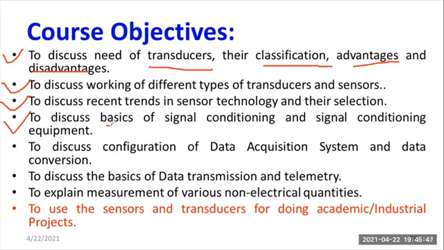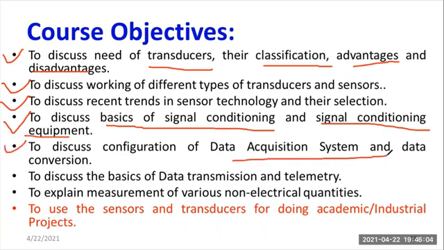And to discuss the basics of signal conditioning devices. Anyway, in a transducer, there are two components. The first component is the sensor and the second component is the signal conditioning device. You have to understand the importance of signal conditioning devices. Okay. Then to discuss the configuration of data acquisition system and data conversion. That is very important, especially if I talk about antennas, how you are going to transmit the data. Antenna is one of the examples of a transducer.